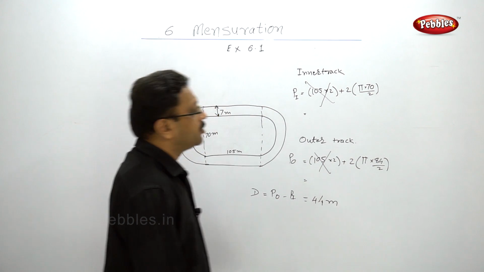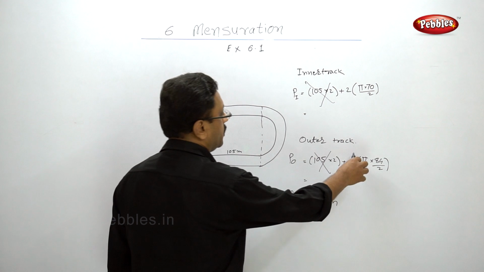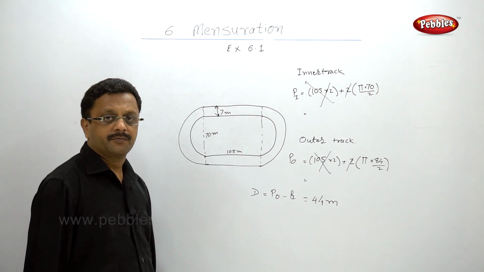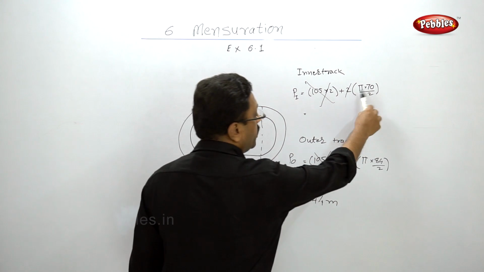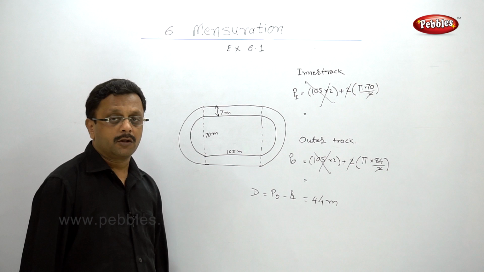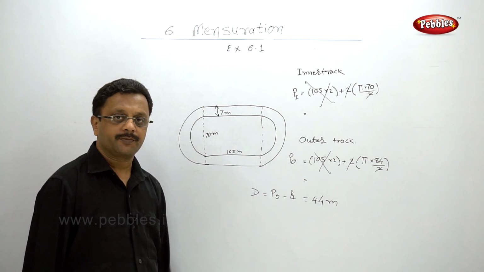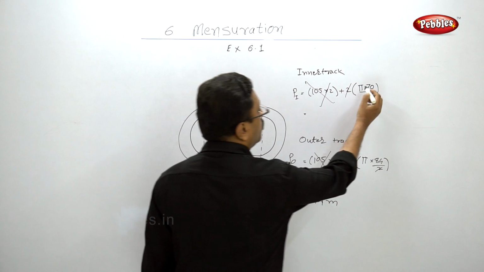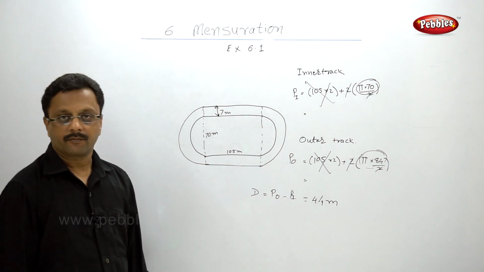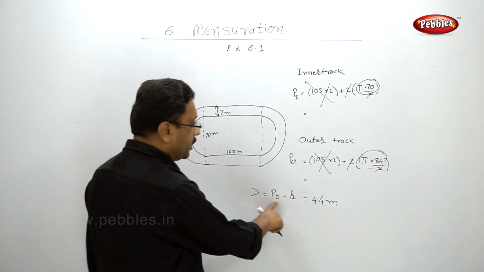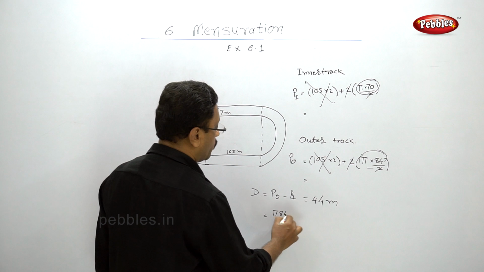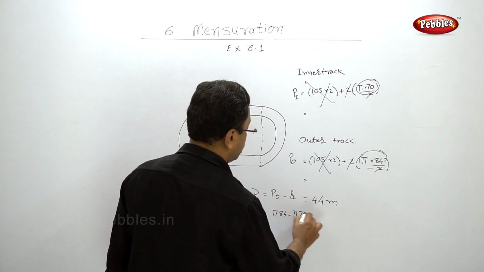Now in this also, can you see that this is not required, because on both sides it is the same. And here this is also not required, because the division is by 2 on both sides in both the expressions. So if I take only these figures, I will get the difference. So now it is PO minus PI. What is PI? What is PO? PO is pi into 84, and PI is pi into 70.